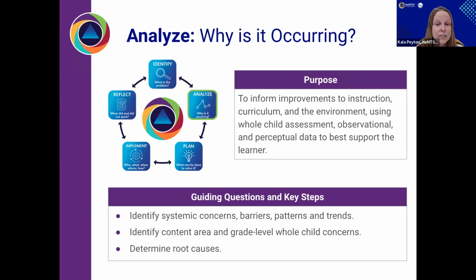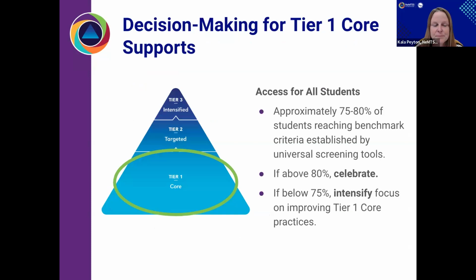During this stage, school teams will want to determine if there is any data missing and begin to identify patterns and trends in the data. It's important that during this stage, the school team is making connections they are seeing between the different data sets. As a review, the indicator for Tier 1 course success is when approximately 75 to 80% of students are reaching benchmark criteria in any given content area. The focus of the school team is to identify root causes within Tier 1 core.